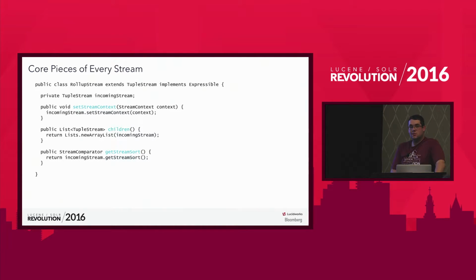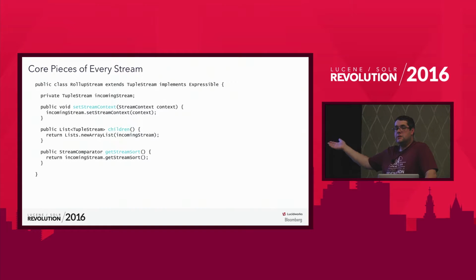You don't want to forget to do that, because some of the streams use that to pass information back and forth, one of them being the parallel stream. In the parallel stream, when it's breaking work across a bunch of workers, it needs to know which worker it is, and that comes in the stream context. So you definitely want to pass that along, because there might be a parallel stream further on down in the pipeline. The children function just returns what streams this stream class is acting on. So it's just a list of all your incoming streams. For the rollup, it's just one stream, but if we were looking at the inner join, there would be two streams there, and so on and so forth.